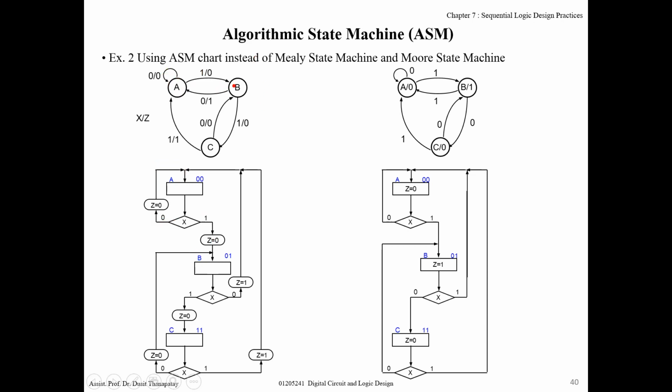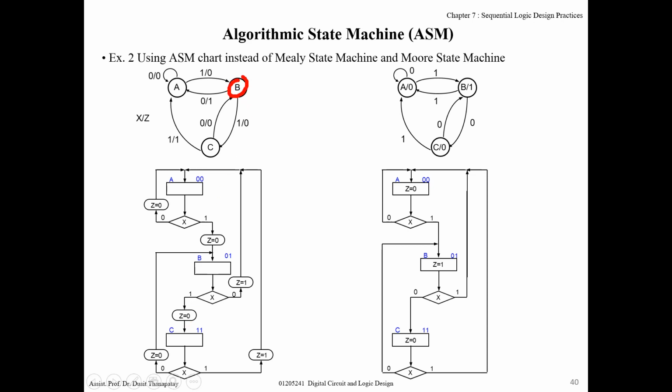For state B, when X is 0, output Z is 1. But when X is 1, output is 0. Okay, this is Mealy type output. The output value is based on the value of input. For example, when X is 0, output is 1. If input changes to 1, output changes to 0.